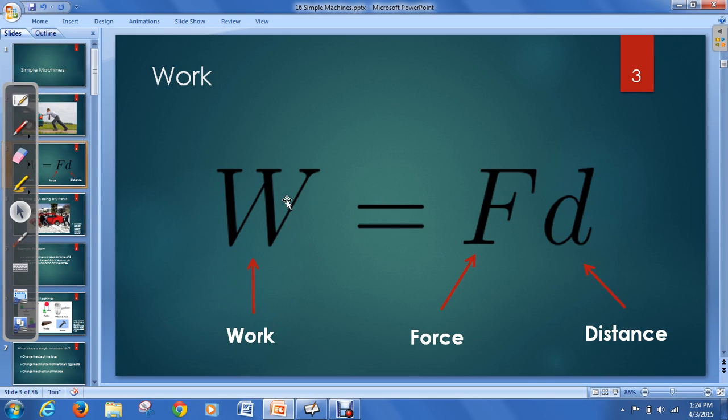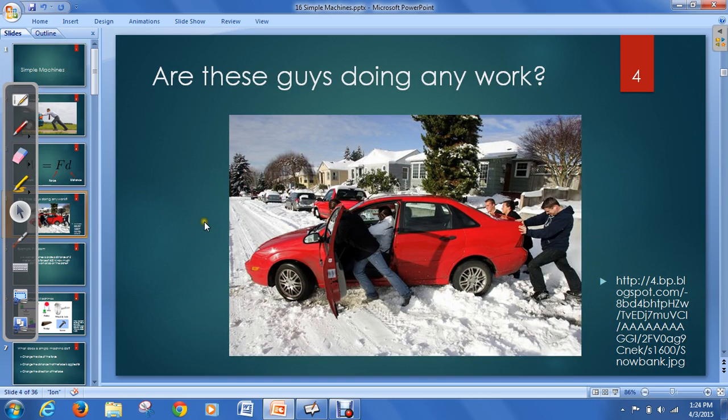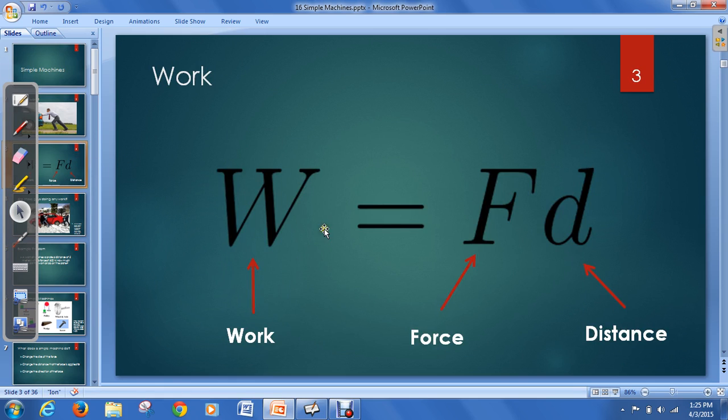A question to think about: if your car is stuck in the snow and you're pushing and pushing on it, are you doing any work? The answer would be no, according to physics, because you're not moving any distance. So no work is being done. It doesn't matter how much force you're putting on the car or the object, no work is done because there's no distance traveled. Keep that in mind, because this is going to be very important when we talk about simple machines. Work equals force times distance.